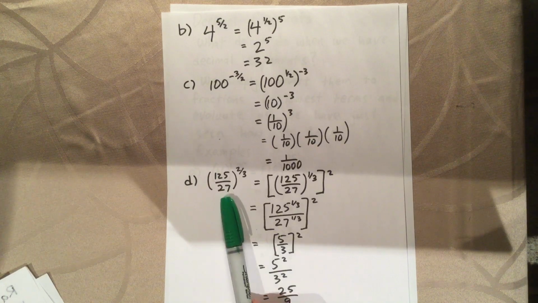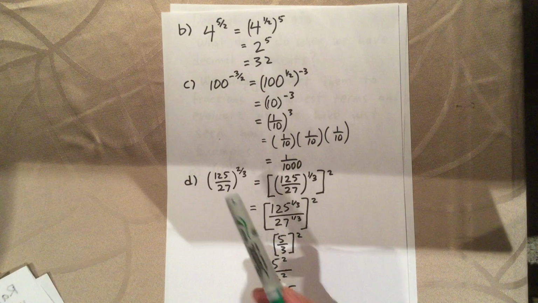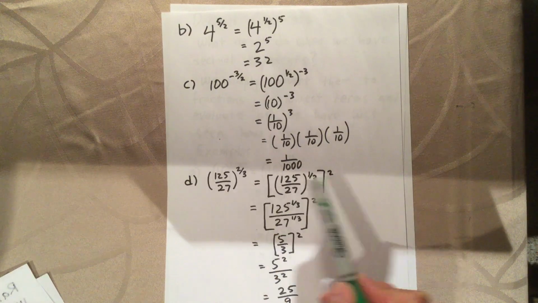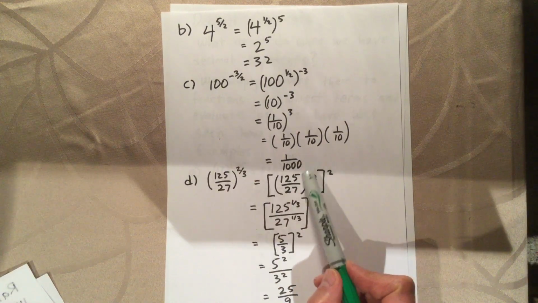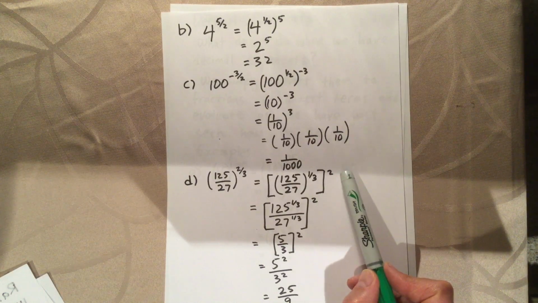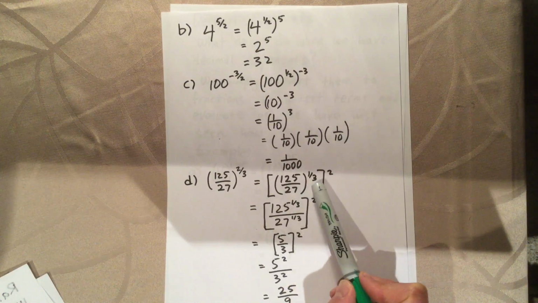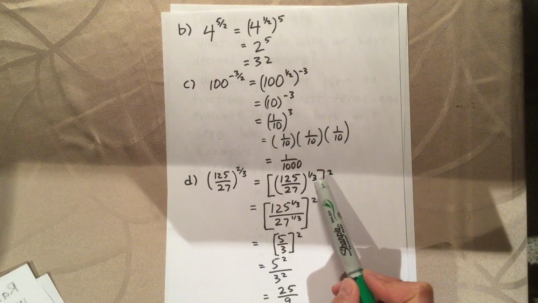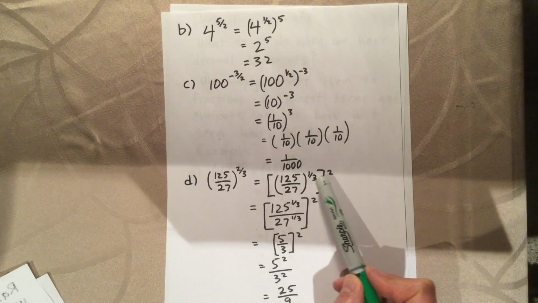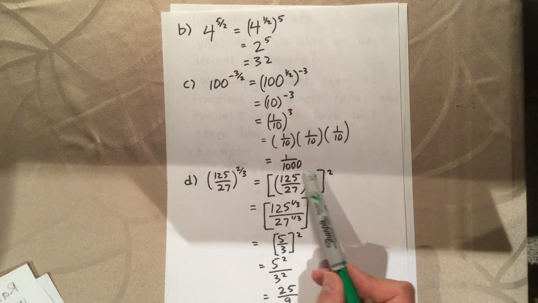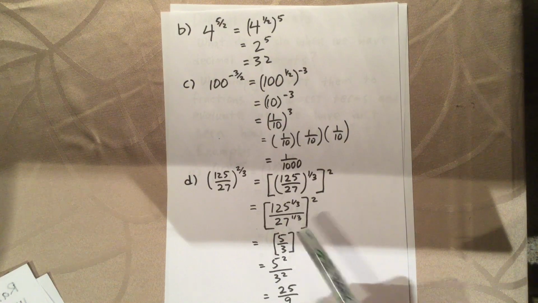And another question would be 125 over 27 quantity to the 2/3. Well, what I want to do here is, like we said, instead of 2/3, make it 1/3 and then raise to the exponent 2. So I've got 125 over 27 to the 1/3 to the exponent 2. When you have a quantity raised to the 1/3, what you want is the third root of both the numerator and the denominator. So 125 over 27 quantity to the 1/3 is like saying 125 to the 1/3 over 27 to the 1/3. And we still have that squared here, but we'll deal with that later.